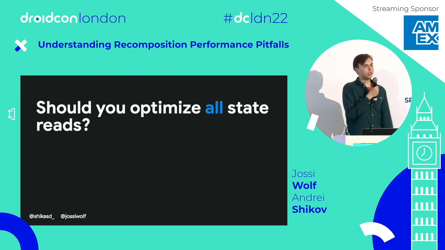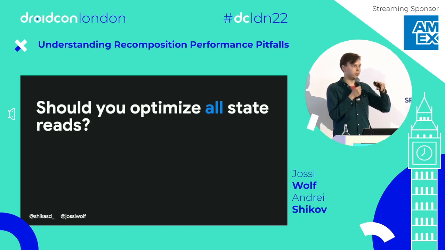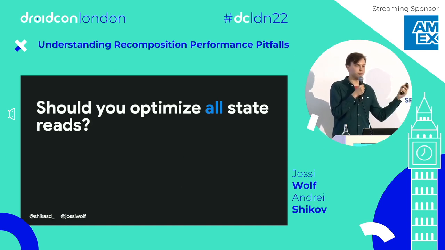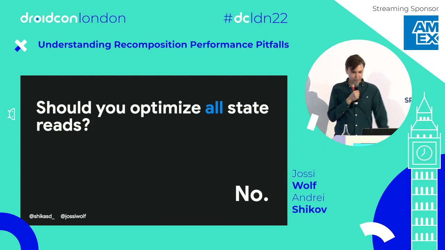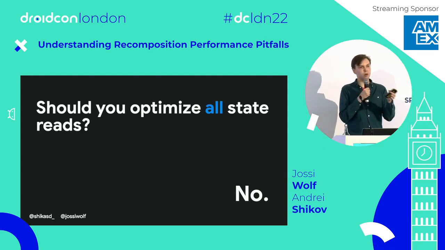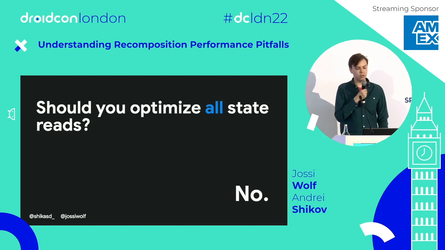Right, so the last thing, just to repeat: should you optimize and apply all the tips to all of the state reads, all of the places where you read, write, or compose the state? The answer is no. Don't over-optimize. It will likely just overcomplicate your code and you'll end up with some weird construction in there.